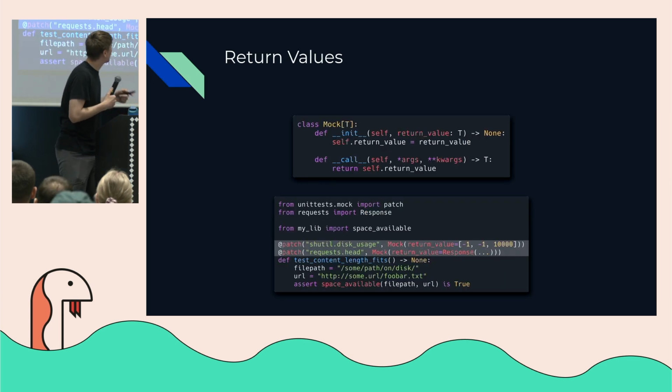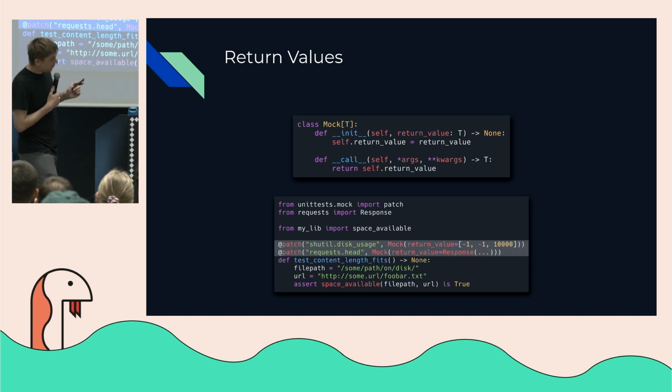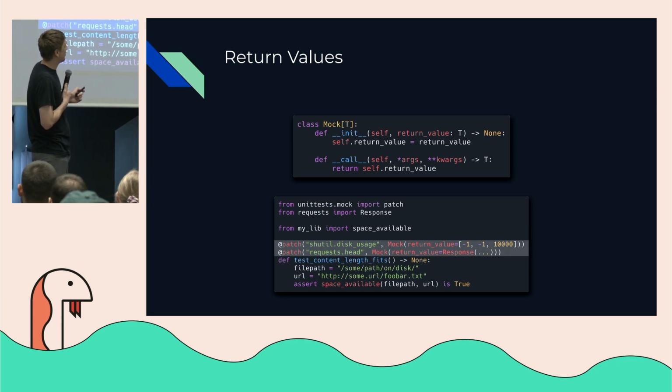Okay, we're going to work to implement that. Let's start simple. We just have a mock class. It takes some return value, and when you call it, it returns that return value. So, step back a bit. Here we can patch util.disk_usage to take a mock that returns some fake data.